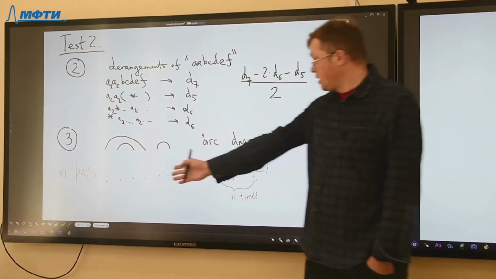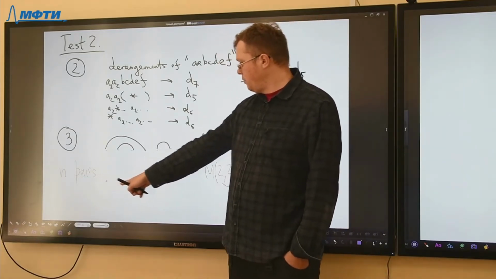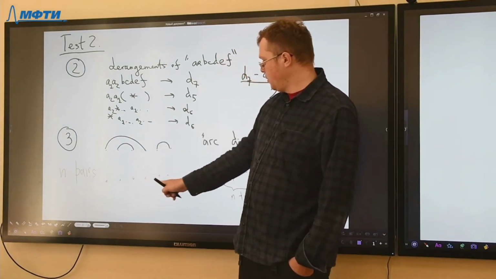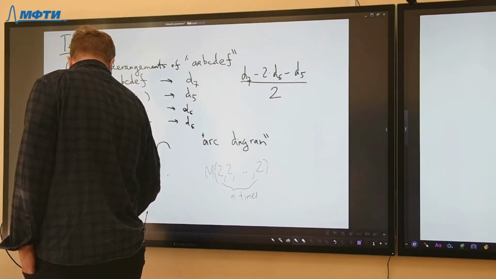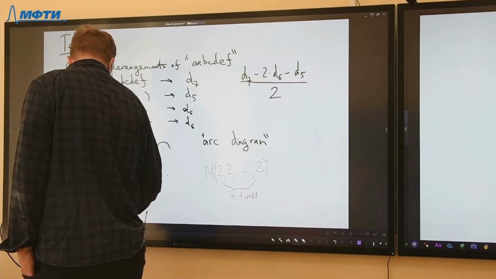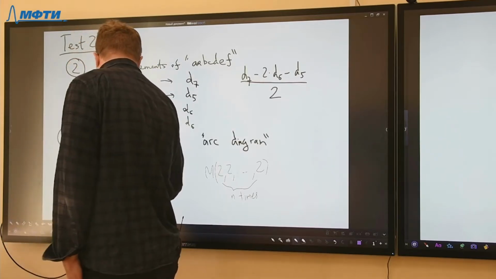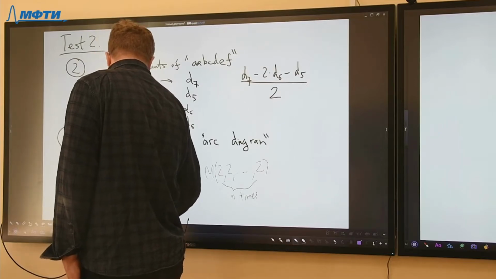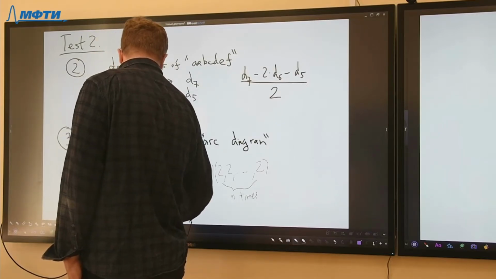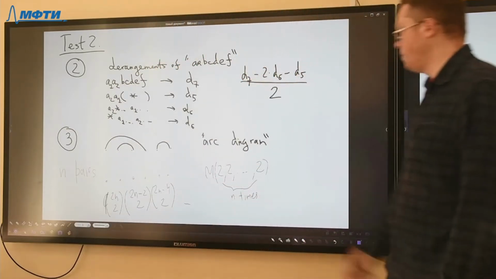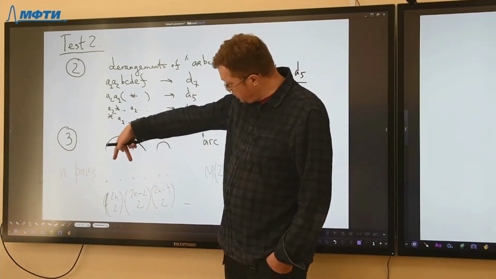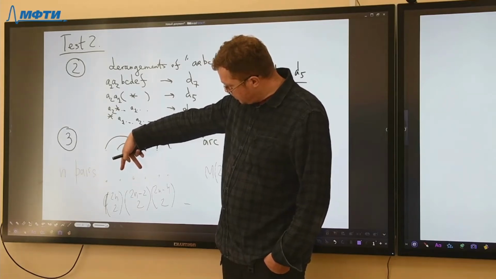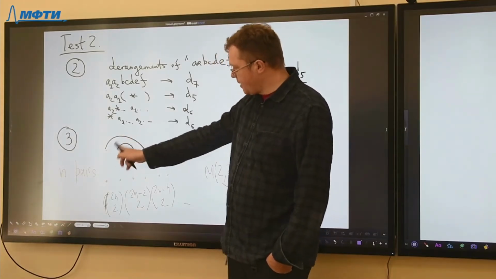Or you can just say that we choose the 2 elements for the orange, 2 elements for the green, and 2 elements for the blue, and there are 2n choose 2 for the orange, 2n minus 2 choose 2 for the green, 2n minus 4 choose 2 for the blue, and so on. And this is the same. But if we draw the arc diagram, then we can forget about colors. So if I swap orange and green pairs, the arc diagram will be the same.